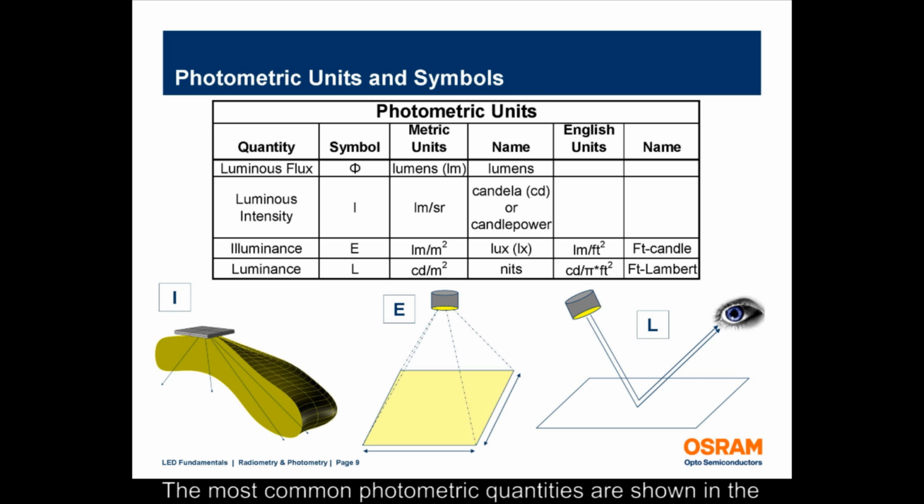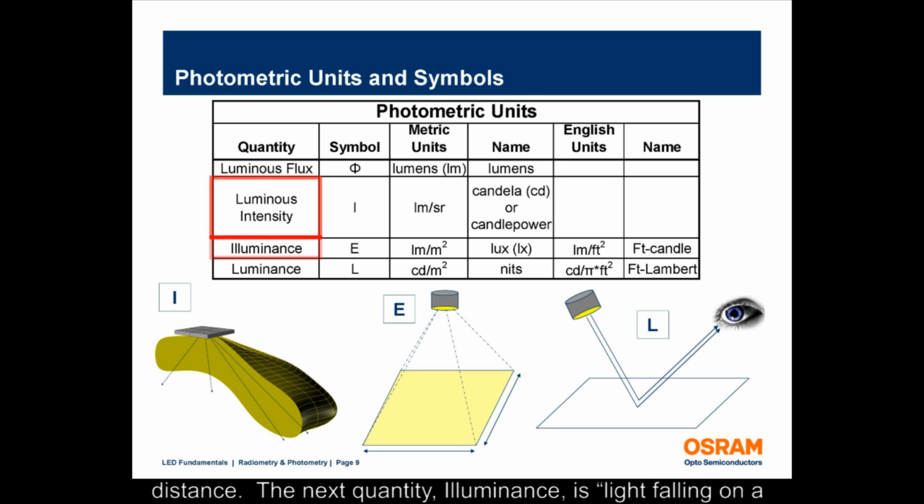The most common photometric quantities are shown in the table. We have already discussed luminous flux. Luminous intensity, or just intensity, is light in a direction. The units of intensity are lumens per solid angle, or steradians. Note that intensity does not depend on measurement distance.